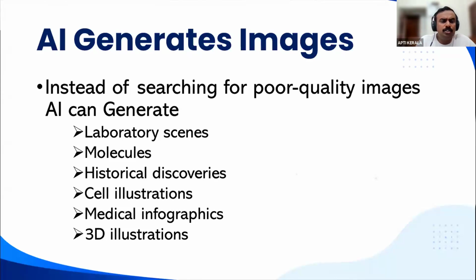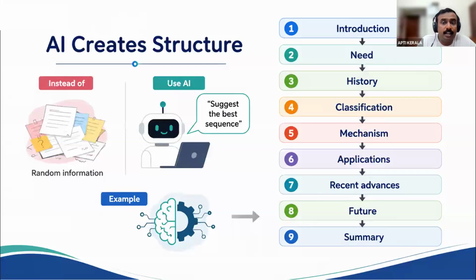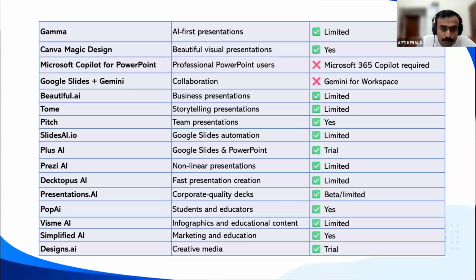So what tools should you actually use? There is a huge ecosystem of AI applications available today. If you want an AI-first, fluid presentation tool, Gamma is a fantastic choice. I'll show some slides.